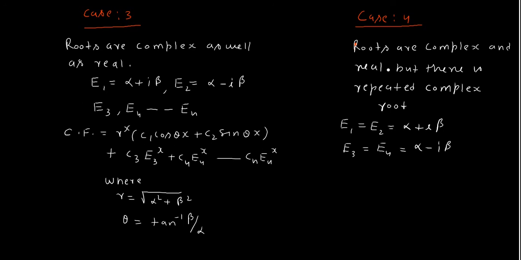and all other roots, e5, e6 up to en, are the real roots. These are the real roots. Only there are four complex roots. So what is the complementary function in this case?